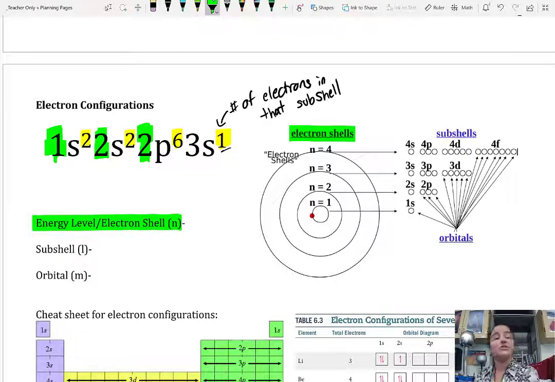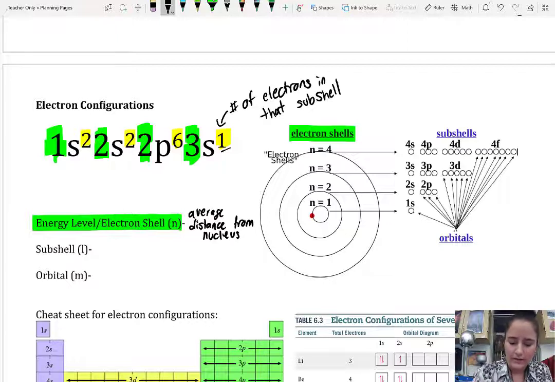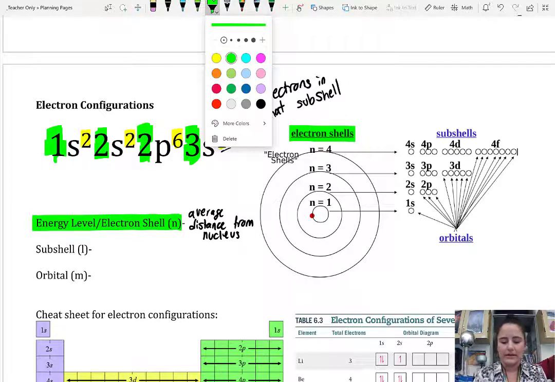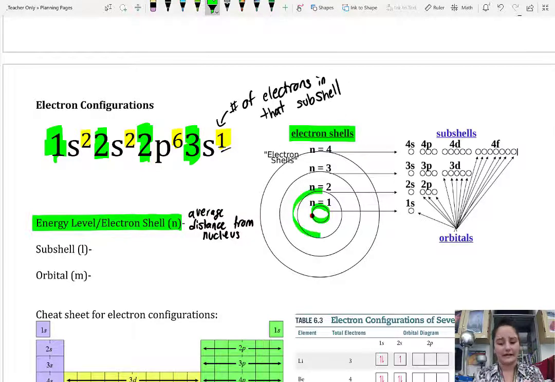They are the most general of the ways that we describe where electrons are. They give you the average distance from the nucleus. So in a Bohr model, we have the n equals 1 shell, the n equals 2 shell, and 3 and 4 and etc.